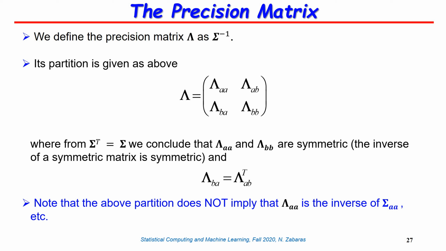Okay, so before I start doing any calculations, and the calculations we will do are to produce the conditional distribution of XA given XB, and maybe produce the marginal distribution of XA.